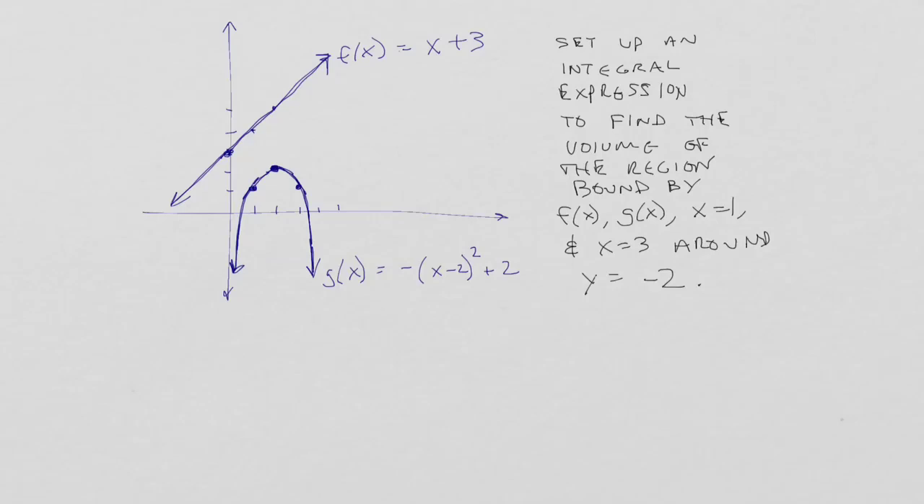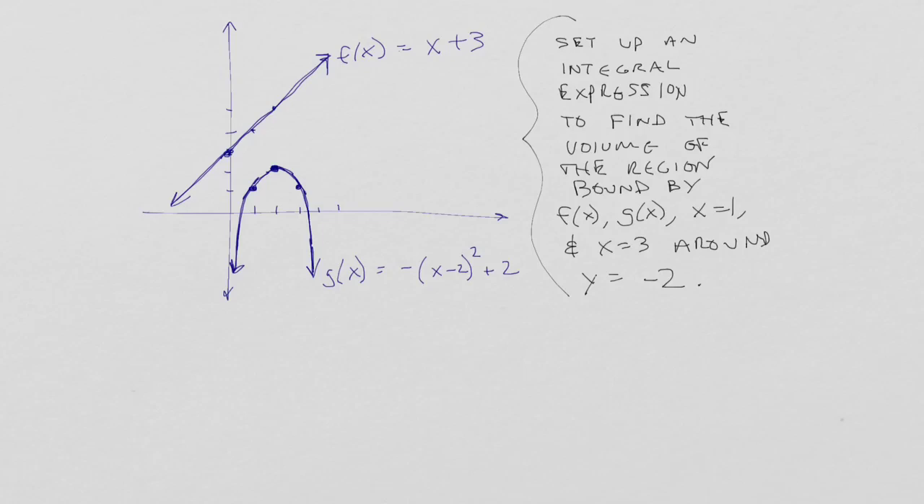So here it is. I want to set up an integral expression. So notice that it's an expression and not an equation. I'm setting up some expression without an equal sign to find the volume of the region that's bound by f of x and g of x, and x equals 1 and x equals 3 around y equals negative 2.